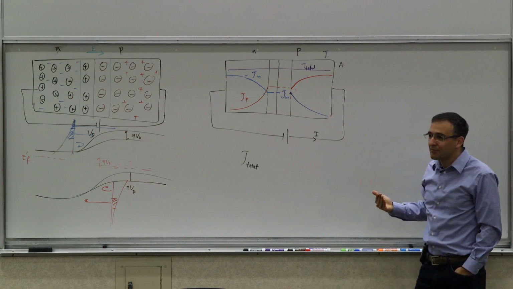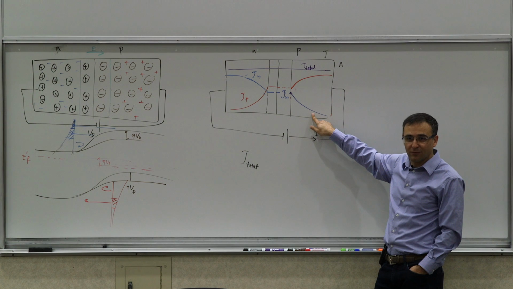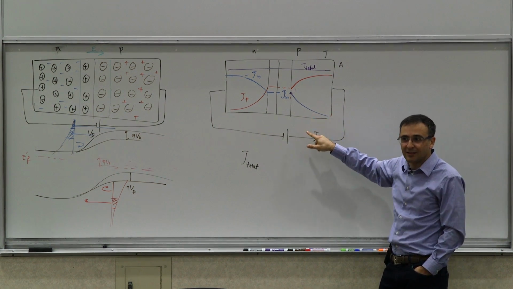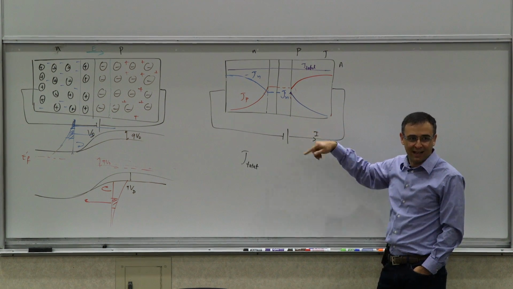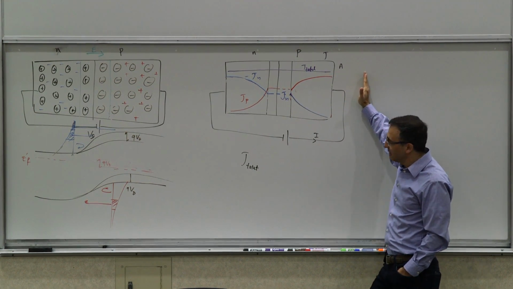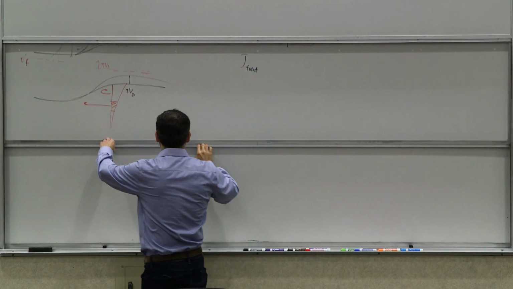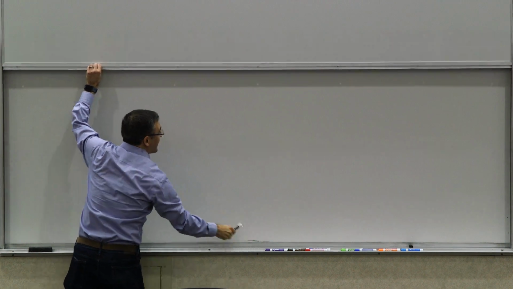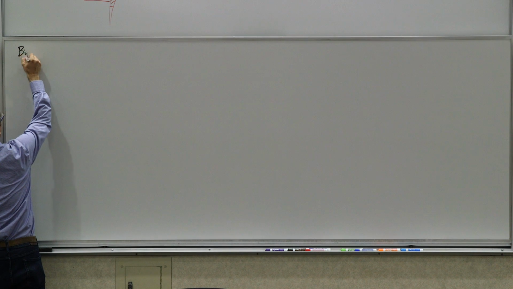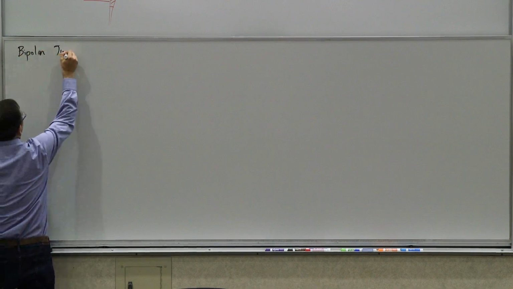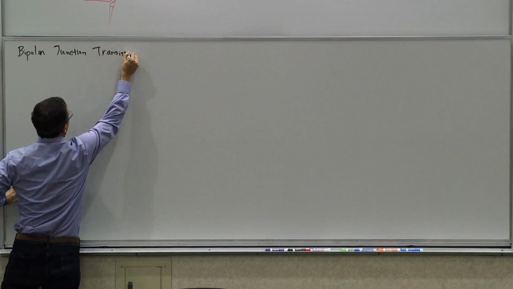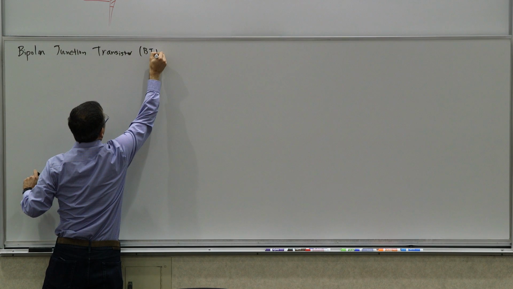So how do we do that? We have to create a region where these electrons are, for example, majority carriers, right? What kind of region would do that? An n-type. And that's why introducing another n-type here would be the basis of what makes a bipolar junction transistor, or BJT for short.